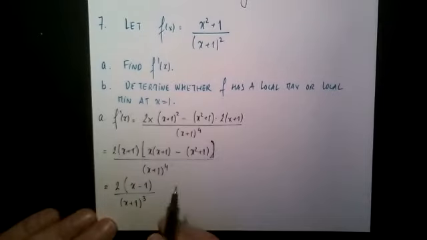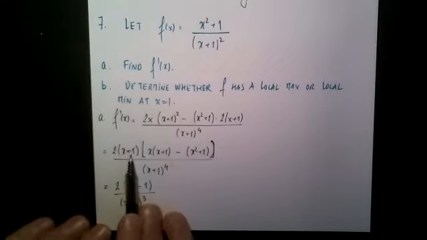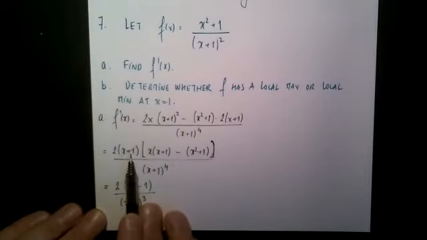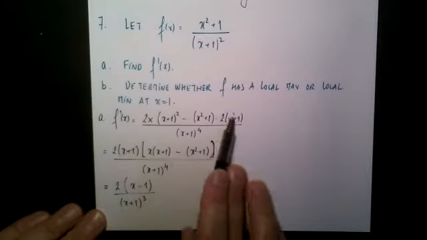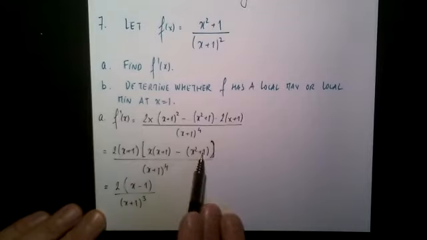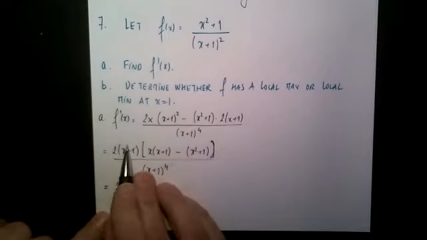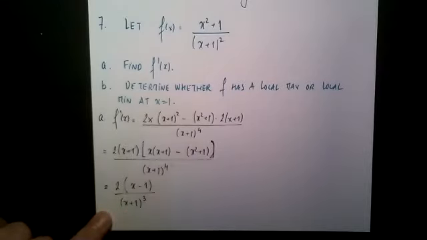Yes? What happened with the 2 multiplied by x plus 1 at the end, the original one? From here to here, where did it go? I factored it out, right? If you multiply it inside here, if you multiply this here and this here, you'll get back to this. Okay.